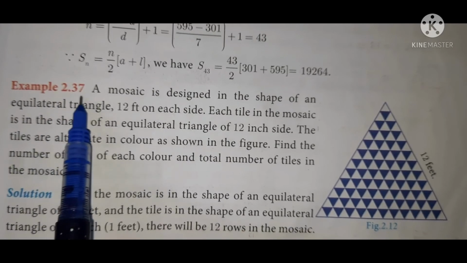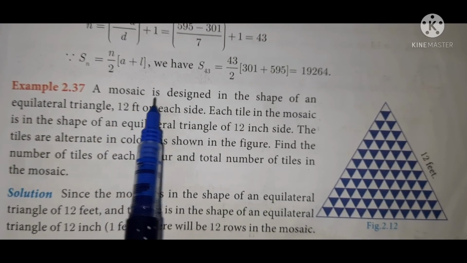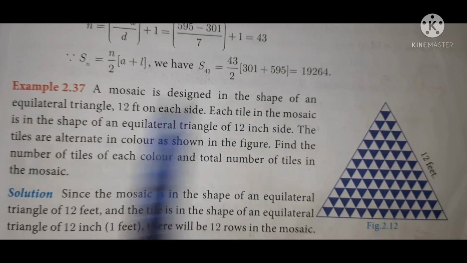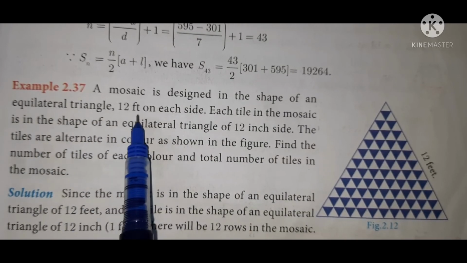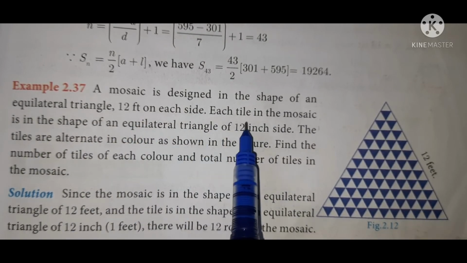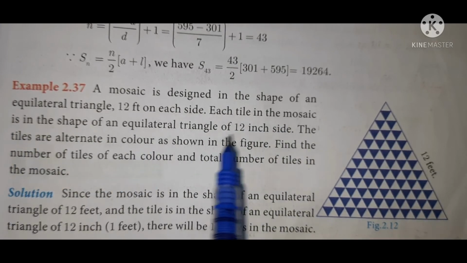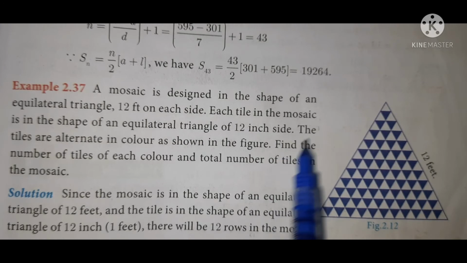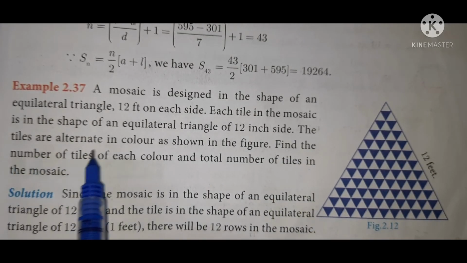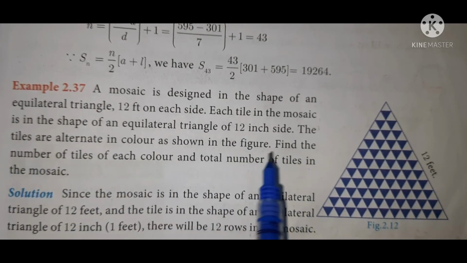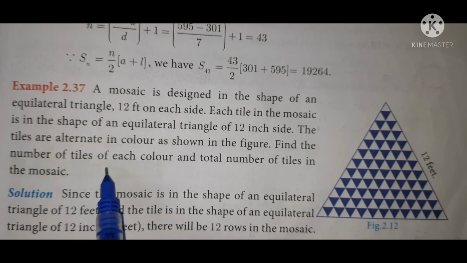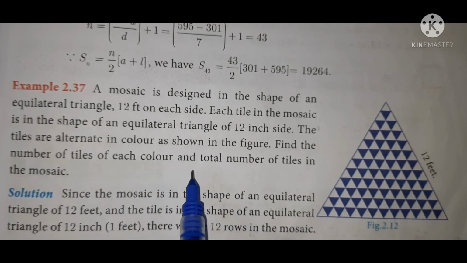Example number 2.37. A mosaic is designed in the shape of an equilateral triangle 12 feet on each side. Each tile in the mosaic is in the shape of an equilateral triangle of 12 inch side. The tiles alternate in color as shown in the figure. Find the number of tiles of each color and the total number of tiles in the mosaic.